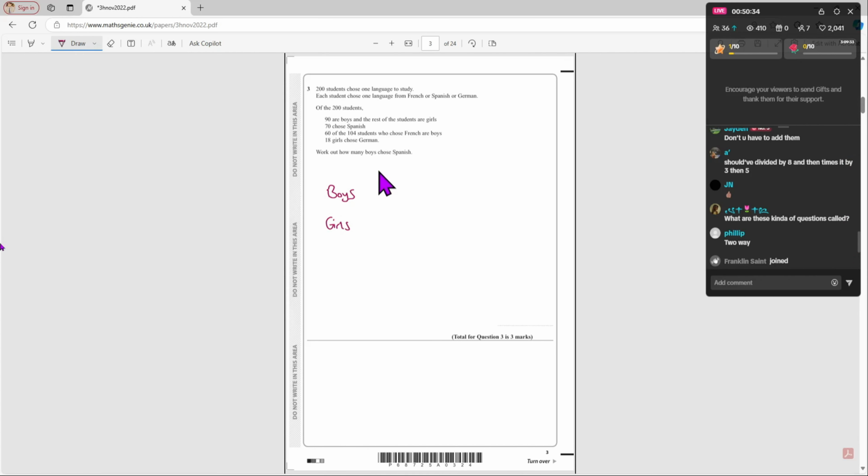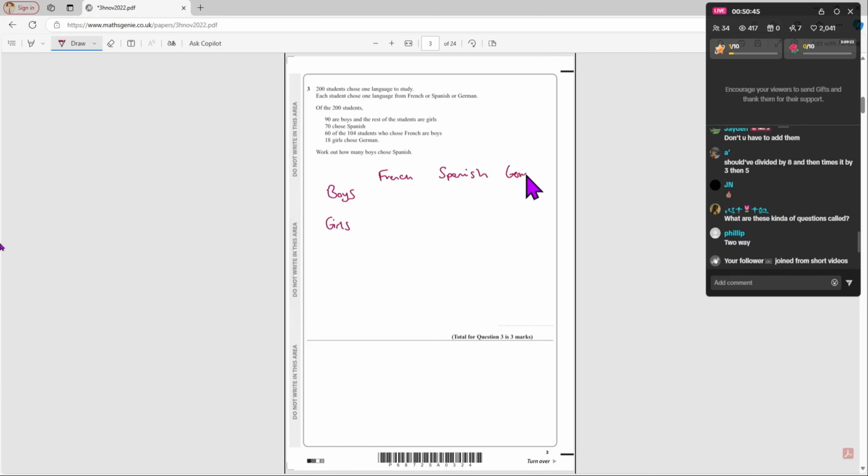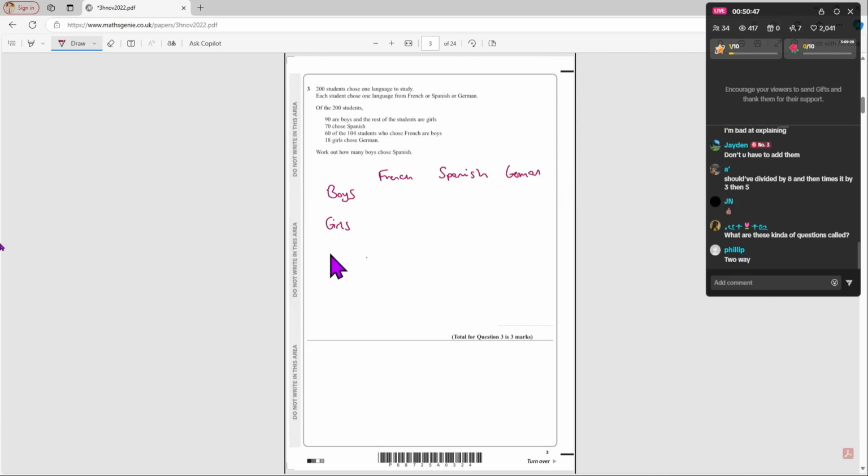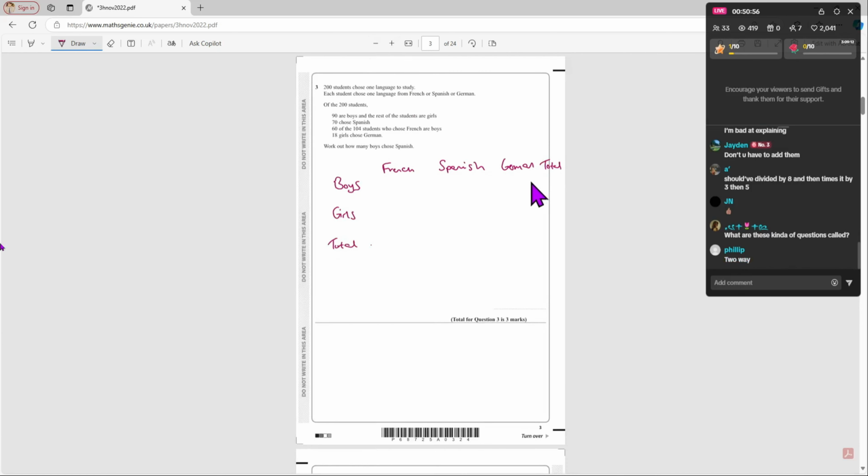And then we're going to have French. We have the 3 languages, which is French, Spanish, or German. So we have French, Spanish, and German. And remember, we have our total at the end as well. So total over here and total at the end. So, total like that.